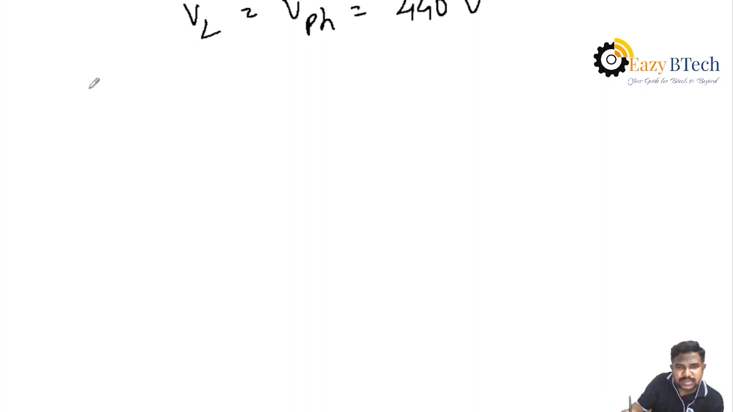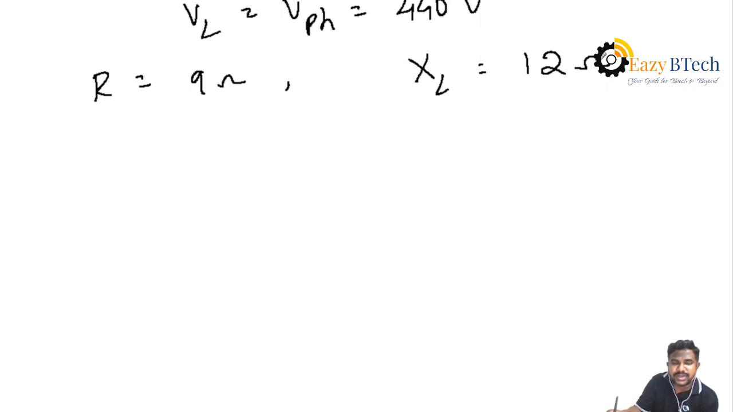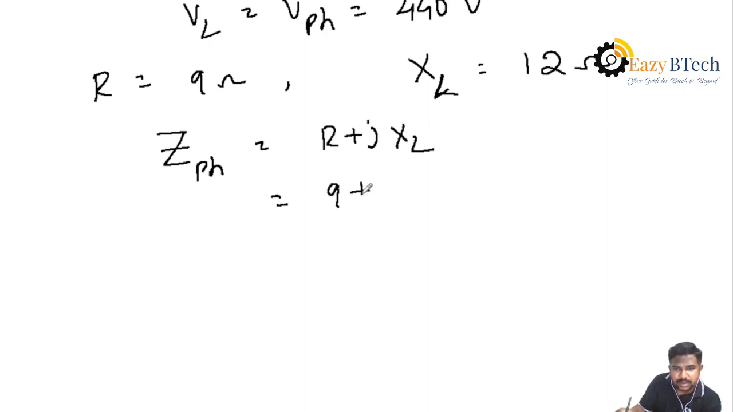Also given in this problem, the resistance value is 9 ohms and the reactance value is 12 ohms. It is a coil, that's why the given reactance is inductive reactance, XL equal to 12 ohms. Therefore, total impedance is R plus jXL, that is 9 plus j12. In this problem, it clearly mentions the coil resistance and the coil reactance. The coil consists of inductance, that's why the reactance given is inductive reactance XL.